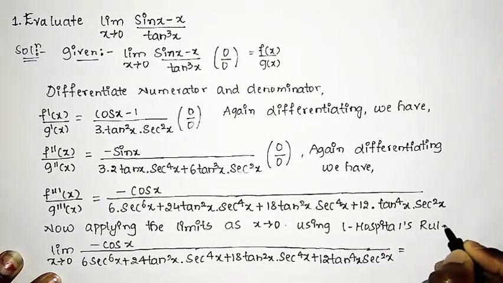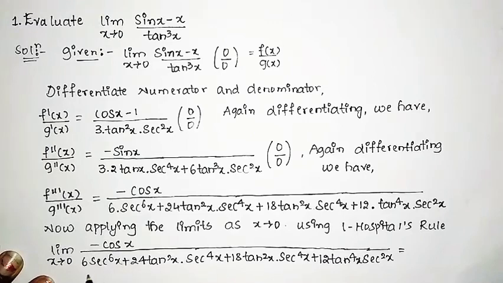Earlier we applied L'Hospital's rule to differentiate the numerator and denominator. The next thing is that we need to apply the limit as x tends to 0. Here cos of 0 is 1, keeping the minus sign as it is, divided by: we need to find sec 0, so we apply x as 0. Tan 0 is 0, so 0 into 0 will be 0. Here also it will be tan 0, which is 0. So the entire term will be 0.